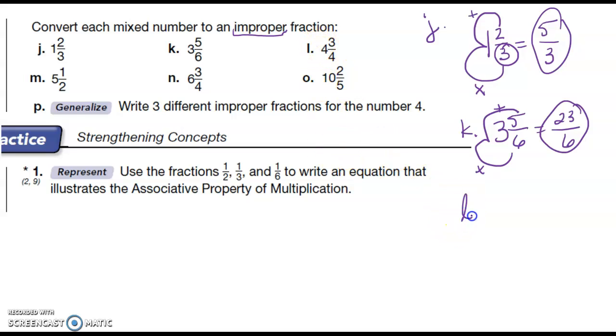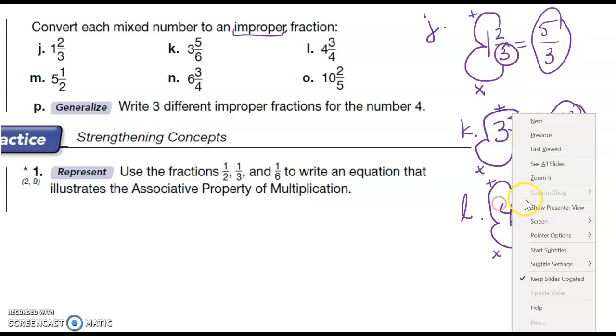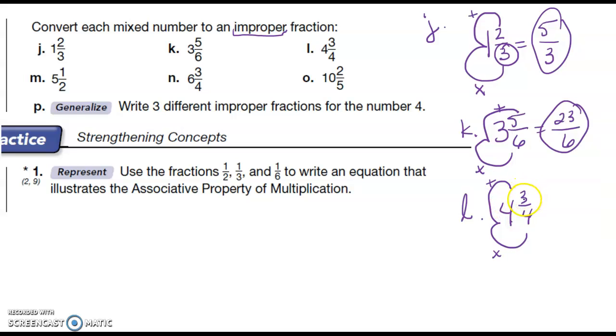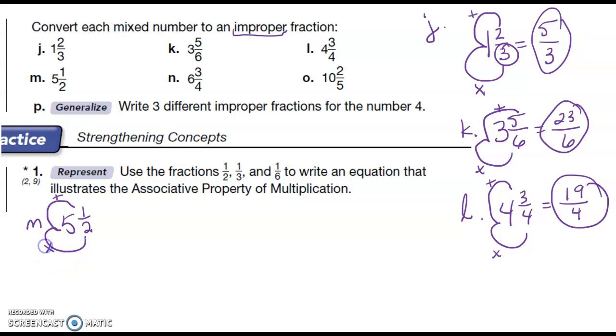Let's do L. 4 and 3/4, I'll draw my popcorn, times plus. 4 times 4 is 16. Plus 3 is 19 over 4. I hope you're kind of seeing a pattern here. I'm going to do M over here, which is 5 1/2. Draw my popcorn, multiply, plus, times plus. 2 times 5 is 10, plus 1 is 11.